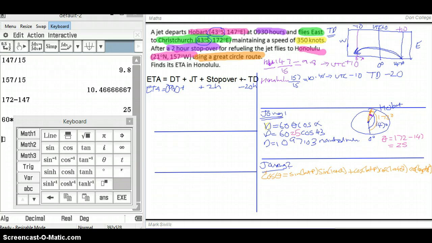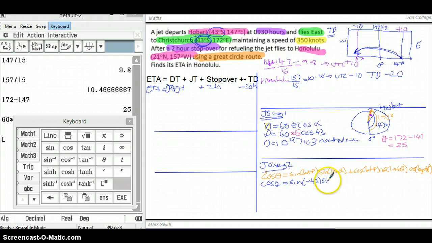Okay, so we know some of this already, which is quite easy to put in. So cos theta is equal to the latitude of the first place. So we're going from Christchurch, and our latitude is 43. Now it's 43 south, so this is going to go in as a minus 43. North is positive, south is negative.